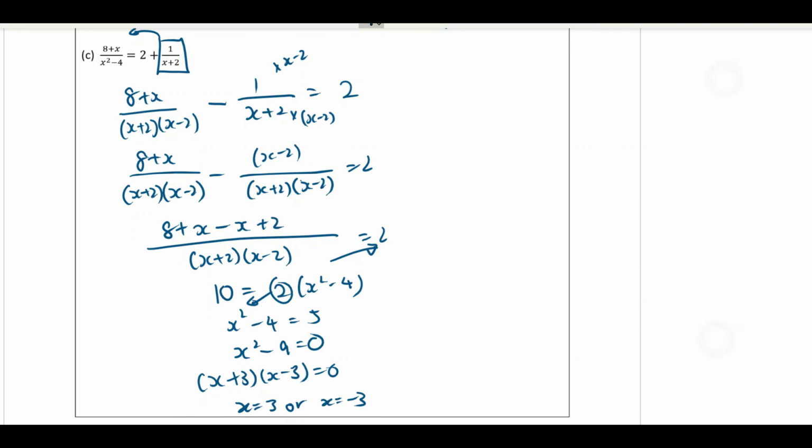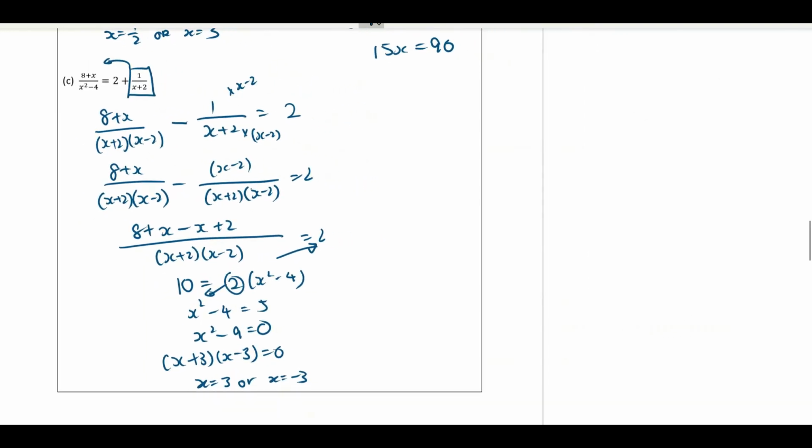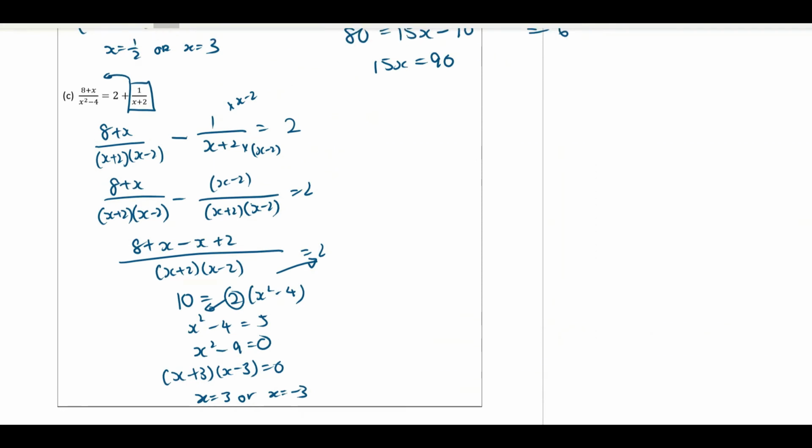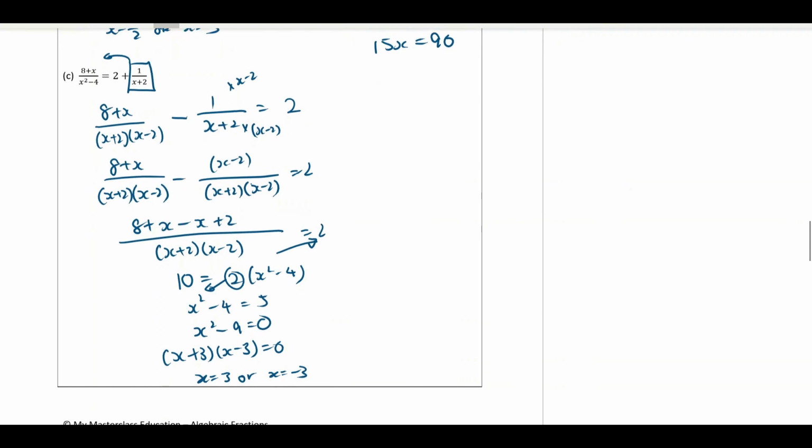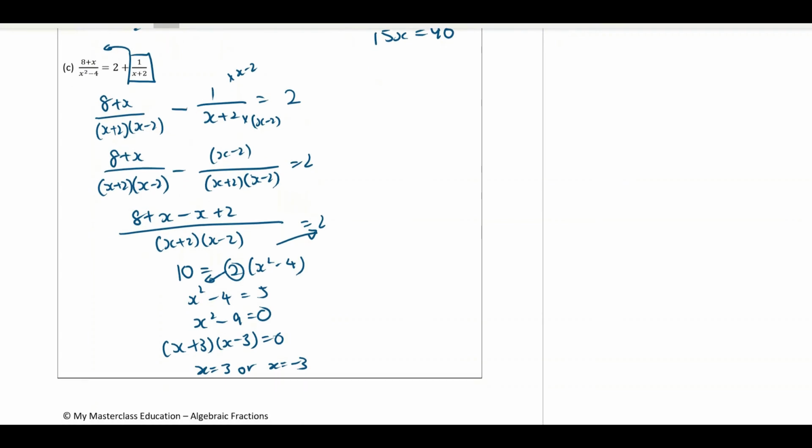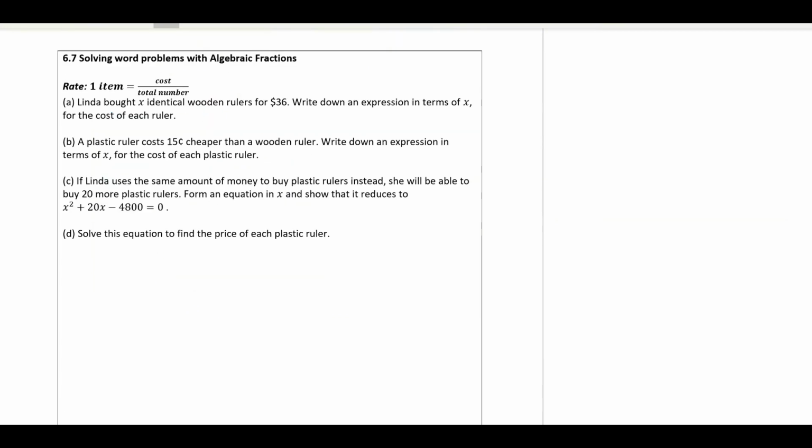Okay, so algebraic fraction is very flexible. You can move to the left, you can move to the right, as long as you know how to combine them to make a common denominator. In this next part, they're solving word problems with algebraic fractions, and I will go through the few common ones that always come out.